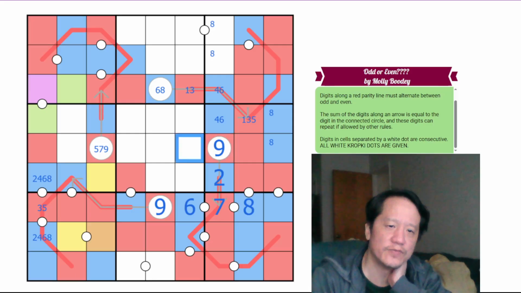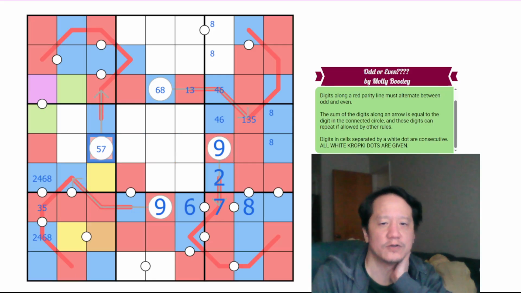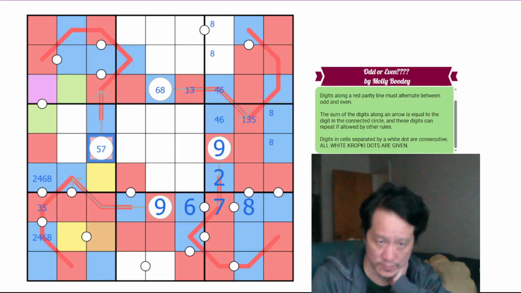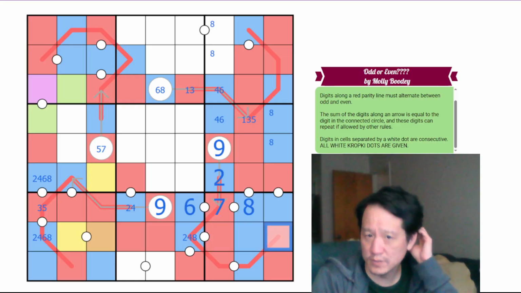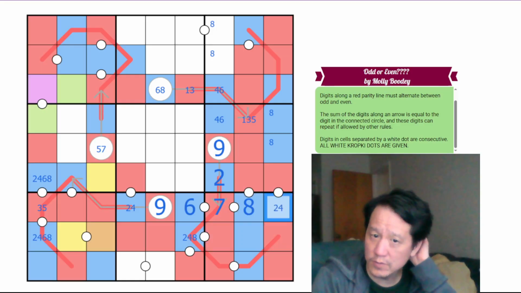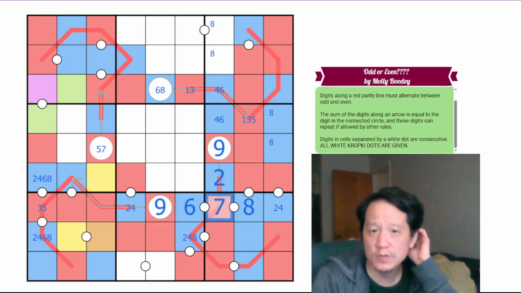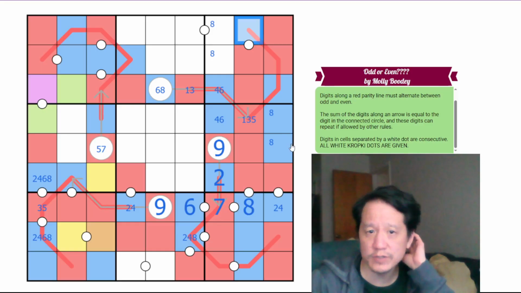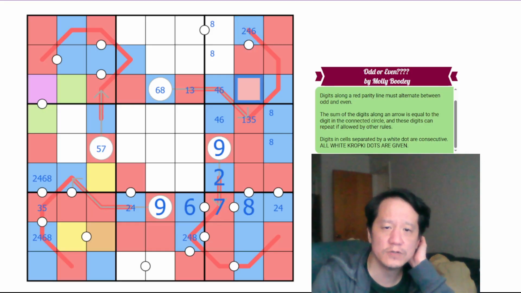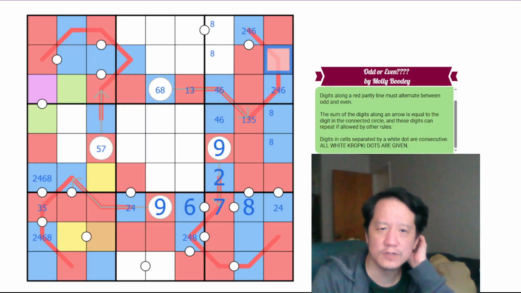So this is 2, 7, 9. This cannot be 9 here. It's 5 or 7. So this is 2 or 4, and 2 or, and this could be 2, 4, 8. This is 2 or 4. This has to be a, well, we don't know. It's 2, 4, or 6 here. And this is 2, 4, or 6 here.